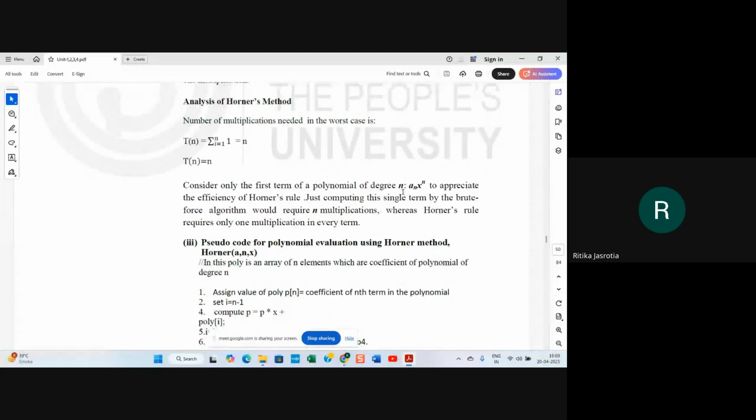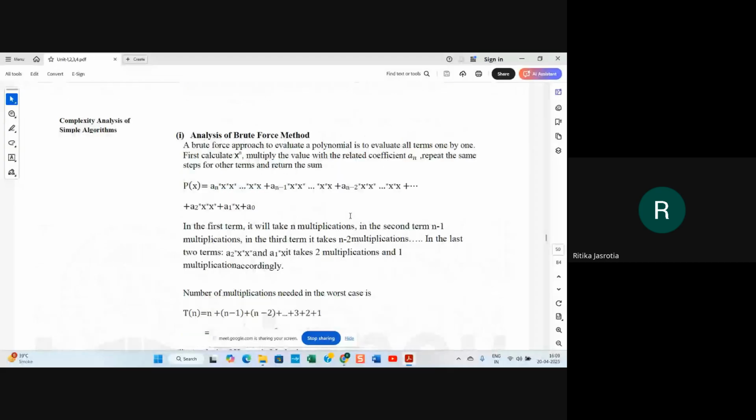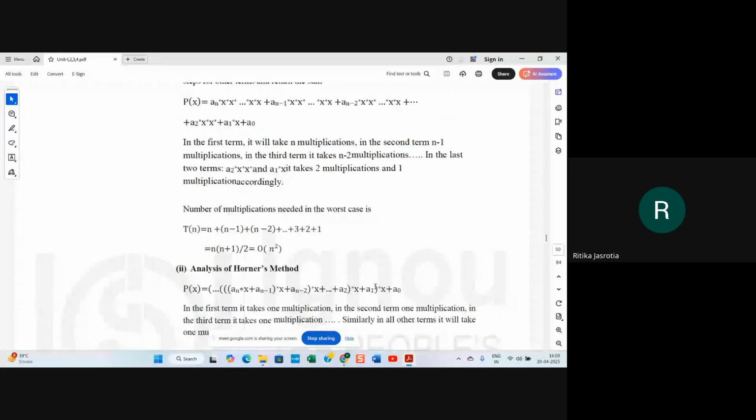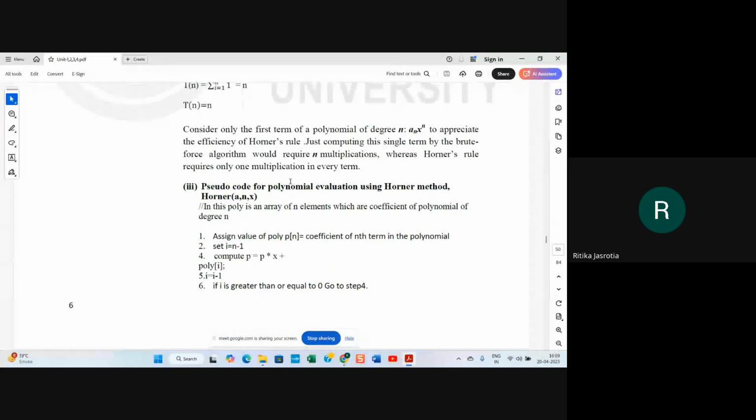Instead, in brute force, first you are computing the exponent, then you are multiplying with the coefficient, so it is taking n multiplications, then here it will take n minus 1, here n minus 2, then 3, 2, 1 at the end. So consider only the first term of the polynomial of degree n, a_n x to the power n, to appreciate the efficiency of Horner's rule.